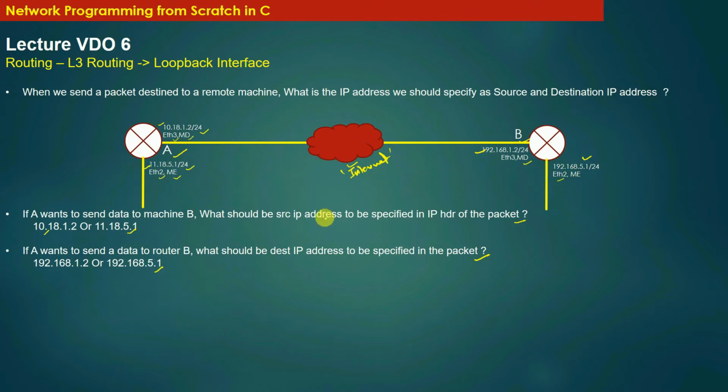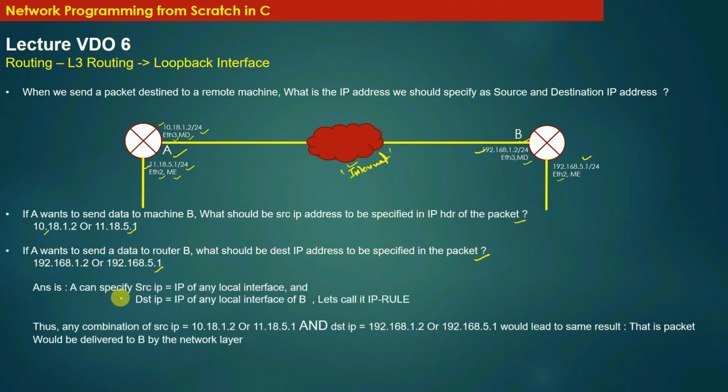Now please note that as long as the destination IP address is the IP address of any local interface of a destination machine, the packet will eventually reach that destination machine. It really does not impact any routing decision as long as the destination IP address specified in the packet is the IP address of a local interface of the destination machine.